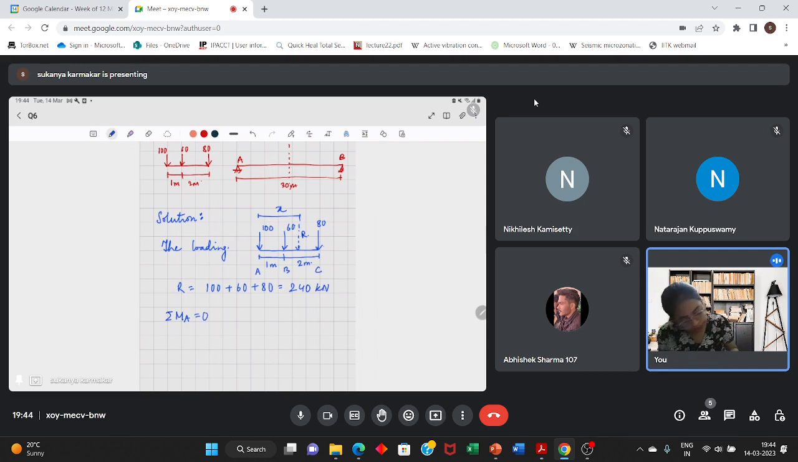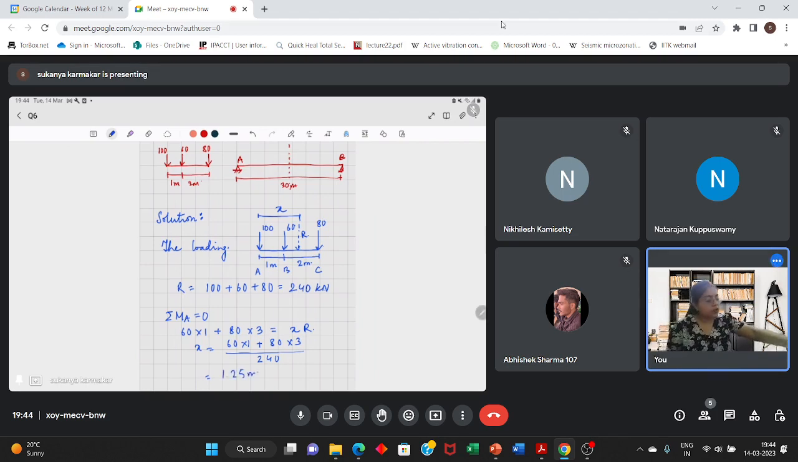So, 60 into 1 plus 80 into 3 is equal to x into R. So what is x? 60 into 1 plus 80 into 3, and the resultant load is 240. So how much is x? x is (60 plus 80 into 3) divided by 240. It is 1.25 meters.